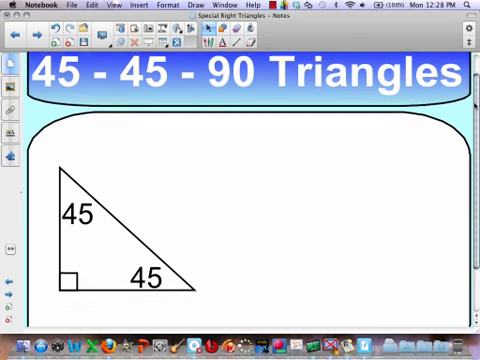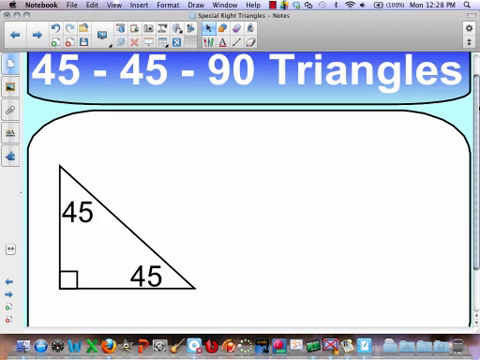Tell me some things you guys already know about 45, 45. Okay, so we have two angles that are the same. It's a 90-degree angle. If the two angles are the same, what type of triangle is that? No, this is the right triangle. Talking about the sides. If two angles are the same, what type of triangle is it? That's isosceles. Good. What does it mean to be isosceles? Two of the same sides. Very good.